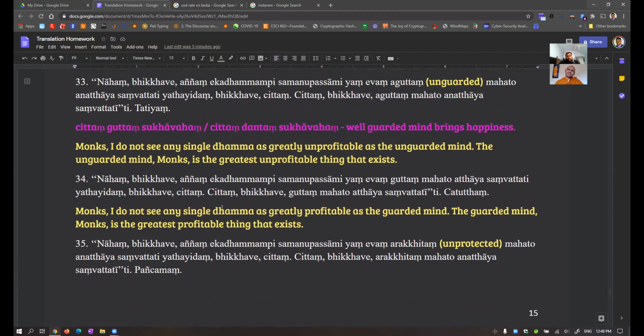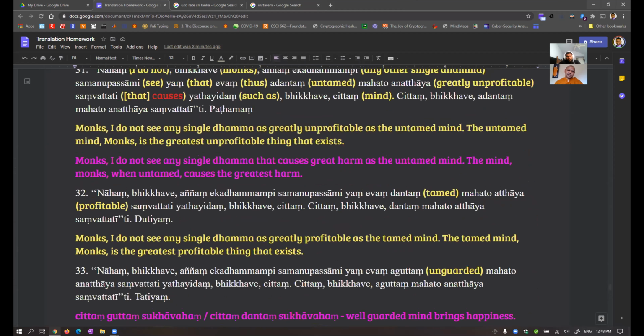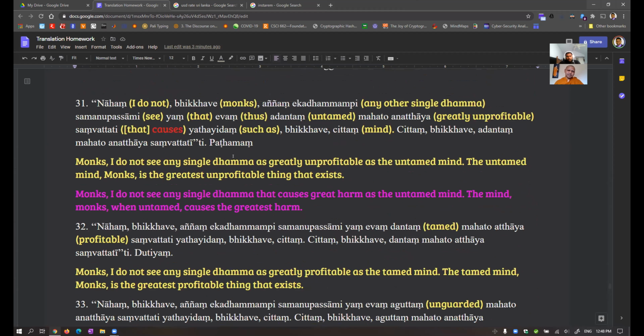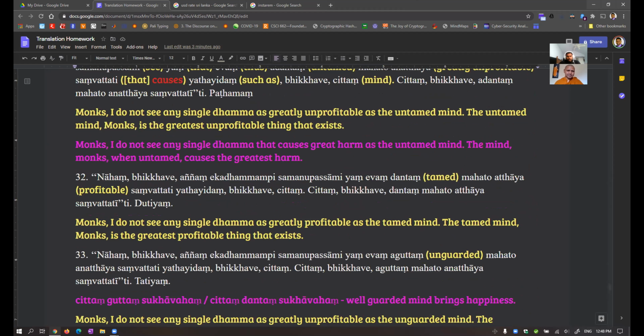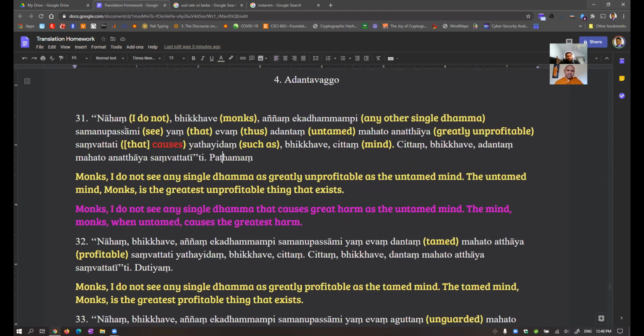So I did have a question for you. You might have explained this last time, and I might have missed it because I was probably daydreaming. Patamam, Tutiyam, so 1, 2, 3. Why does it end with the sequence after the dot? So Patamang, how is that related to the phrase? Anyway, it's a Pali way to say that that's the end of the first sutta, and then Dutiyang, that's the end of the second sutta. Tatiyang, that's the end of the third sutta.